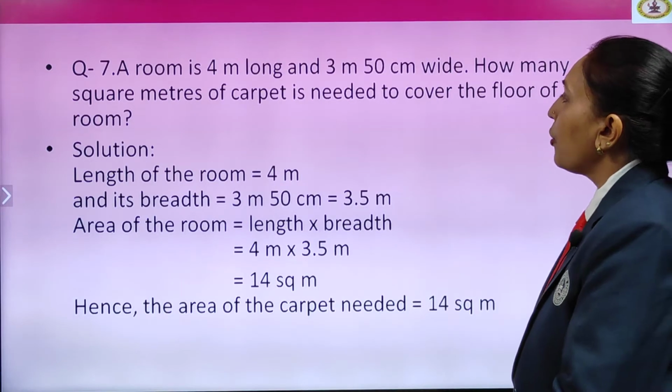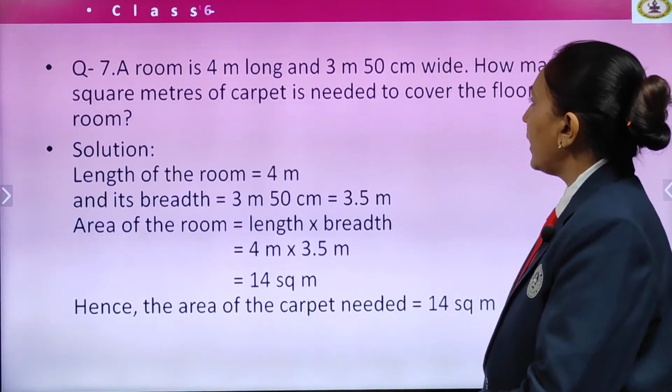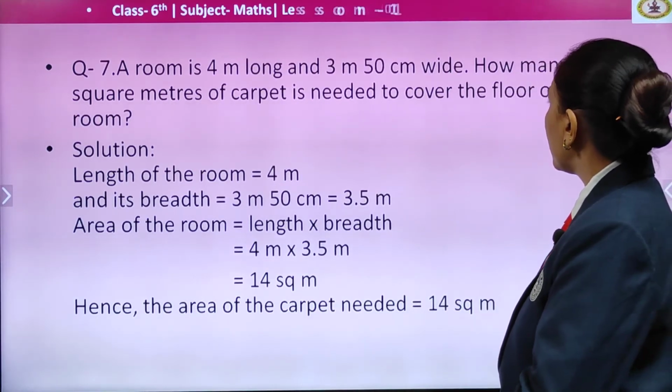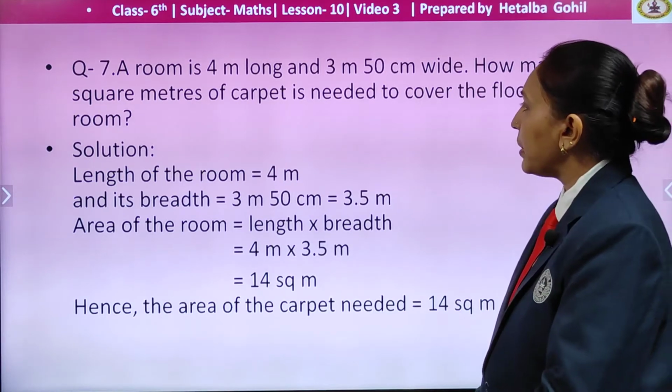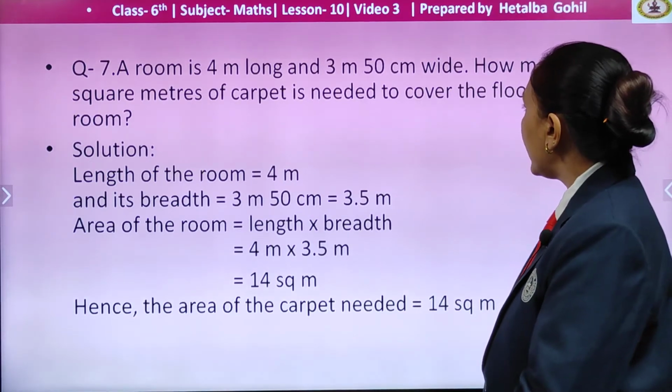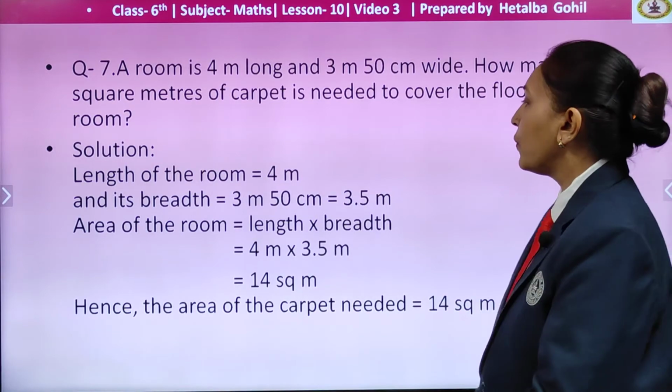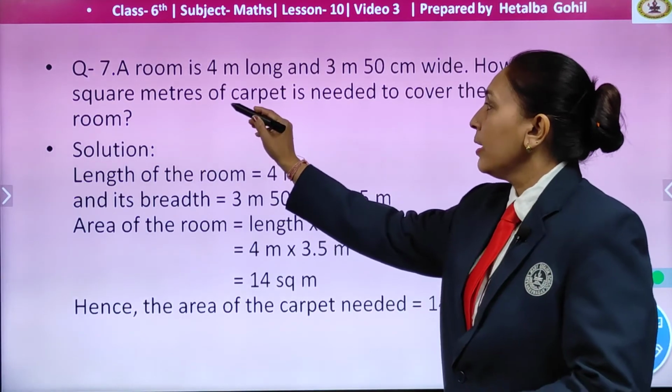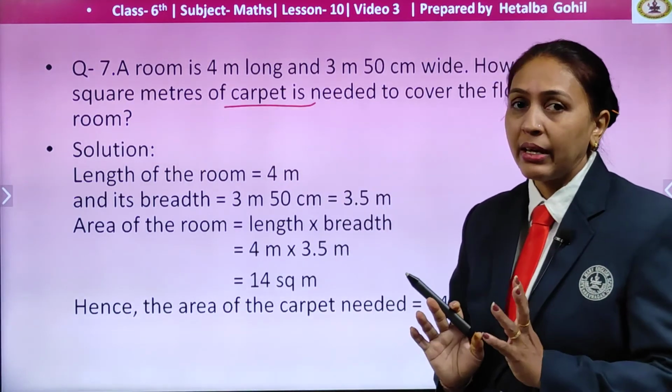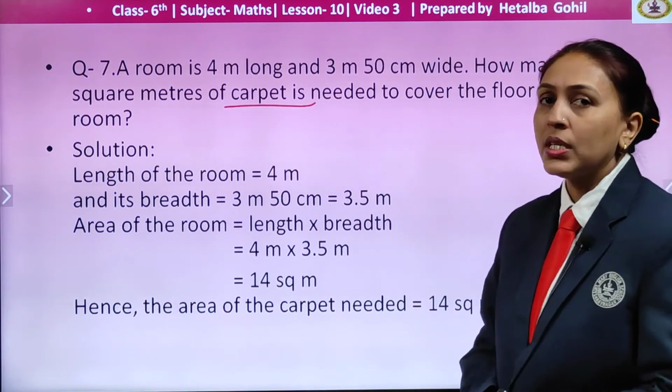Question 7. A room is 4 meter long and 3 meter 50 centimeter wide. How many square meters of carpet is needed to cover the floor of the room? So before we find how much carpet is required, we can only find it after finding the area of this room.